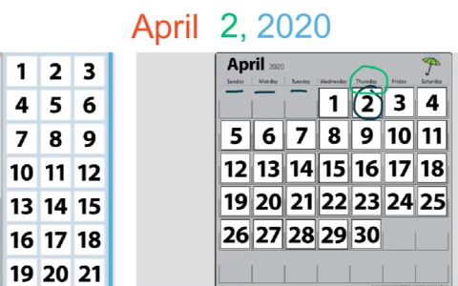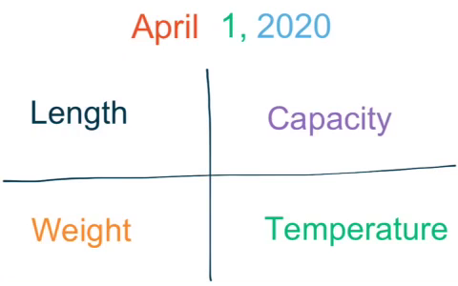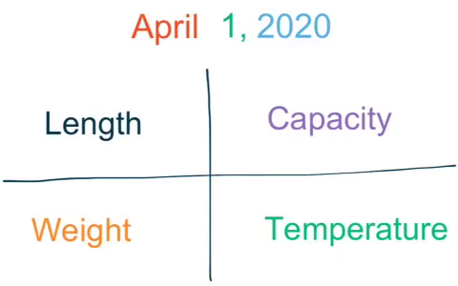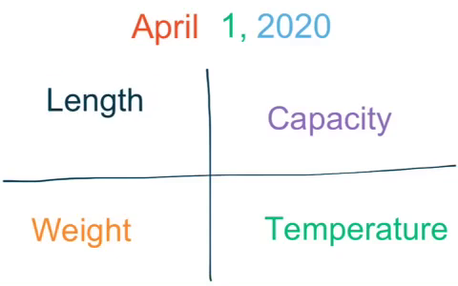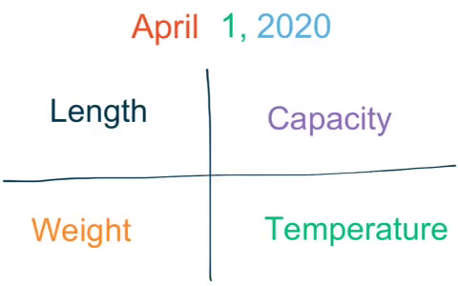Now let's look at what our calendar pieces are going to look like for the month of April. Yesterday was April 1st, so we need to look at yesterday's piece first. This month, every piece on our calendar is going to show us one of 4 things. It might show us length. Can you say length? That's how long something is. It might show us weight. Can you say weight? That's how heavy something is.